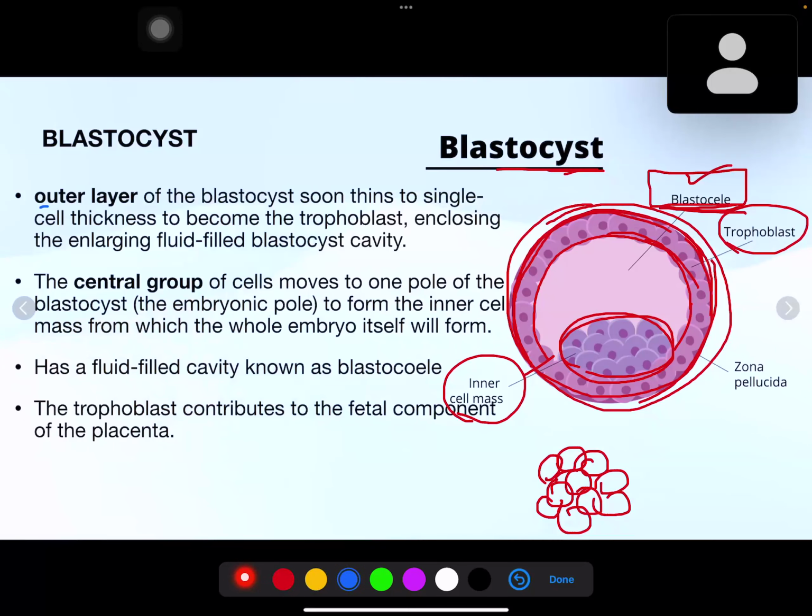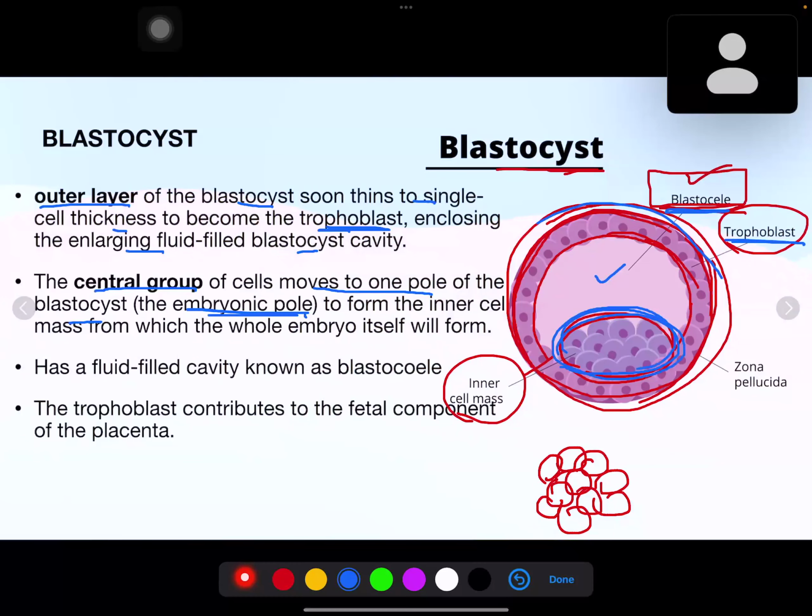See this? The outer layer of the blastocyst soon thins to single cell thickness to become the trophoblast. So this is the trophoblast, the outer layer of cells. It includes the large fluid-filled blastocyst cavity. So this is the cavity, which is called the blastocoele. And the central group of cells, this is the inner cell mass. It moves to one pole of the blastocyst, which will be called the embryonic pole. Now you can say the major cells have gone to one pole.